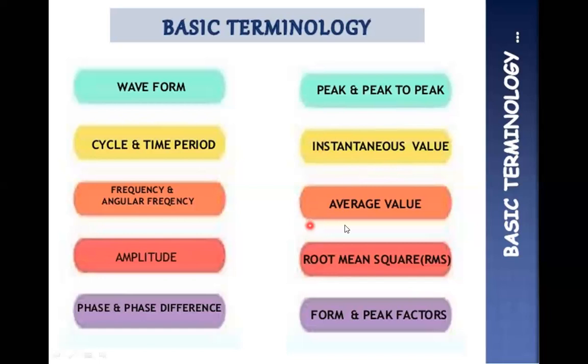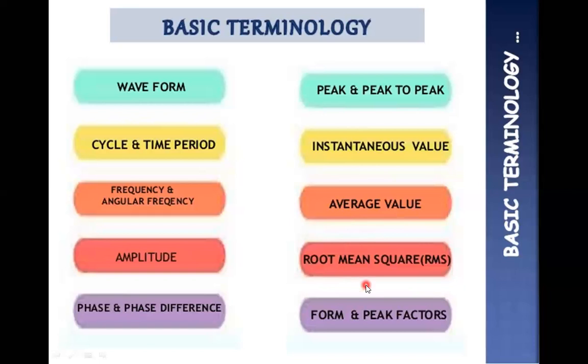And how will you define an average value? The average of an alternating quantity is defined as the arithmetic mean of all the values over one complete cycle. So for all the different instantaneous values, if you take an average over one complete cycle, that is called the average value.